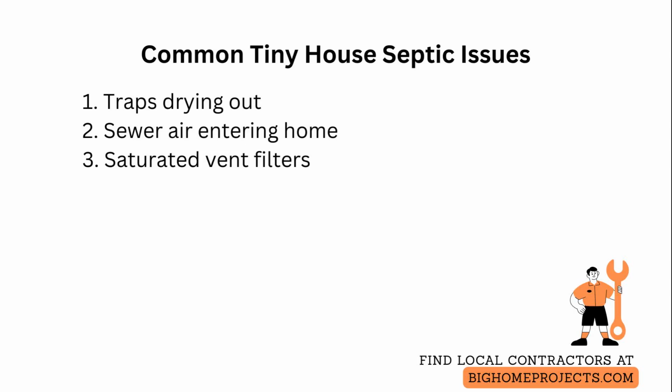If traps dry out, install trap primers or pour water regularly and educate occupants to run infrequent fixtures briefly to refill seals. When sewer air enters living space because of backpressure or poor venting, rebalance vent sizing or add a secondary vent stack routed away from windows and doors to equalize pressure. For saturated vent filters, replace carbon or refresh biofilter media on a simple schedule based on odor detection or every 3 to 6 months for most tiny house usage patterns.